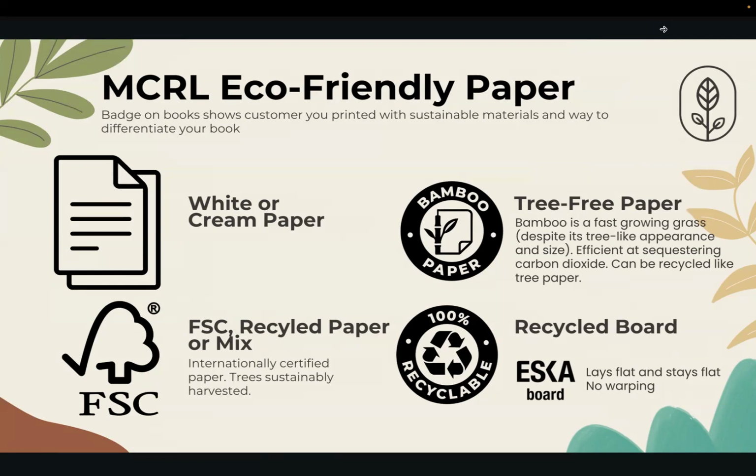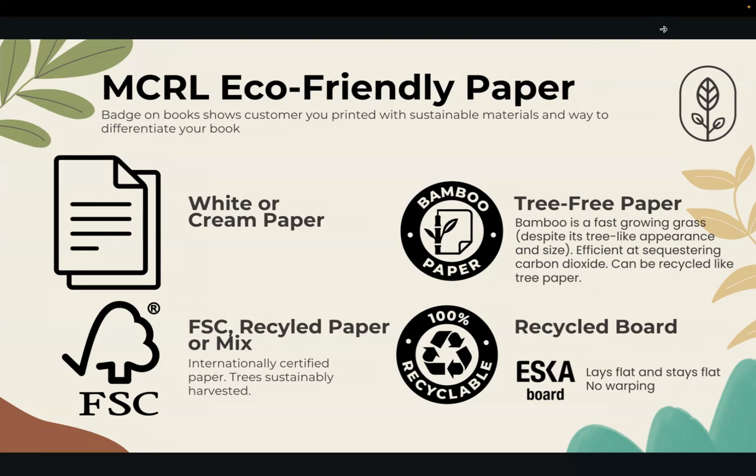So you've often probably seen this FSC badge on packaging and other printed products. It can be an FSC recycled paper badge or a mixed badge, and if you choose FSC paper, you'll have your own certification number, and we'll include that badge for free on your copyright page for the back of your book. Bamboo paper has become very popular with many of our clients. Bamboo is a fast-growing grass, so it can be harvested in 3 years versus 40 years like a tree. It's very efficient at sequestering carbon dioxide and can be recycled like tree paper. So that's another option that you have. And if you choose bamboo paper, again, we'll put that badge on your book.